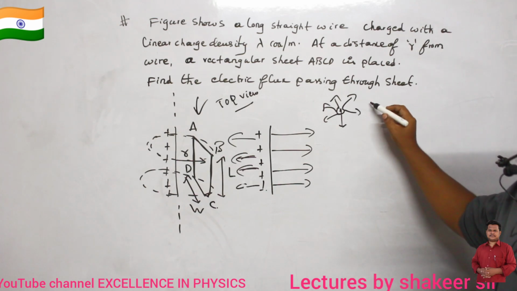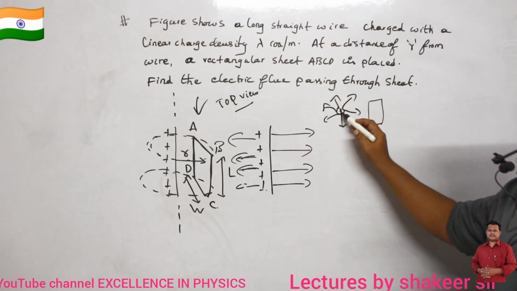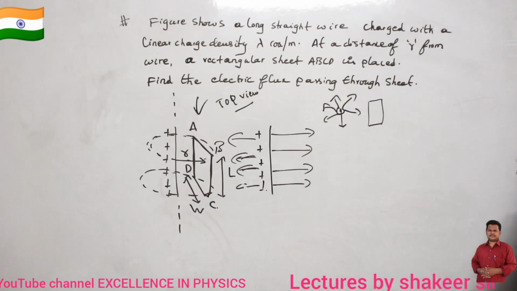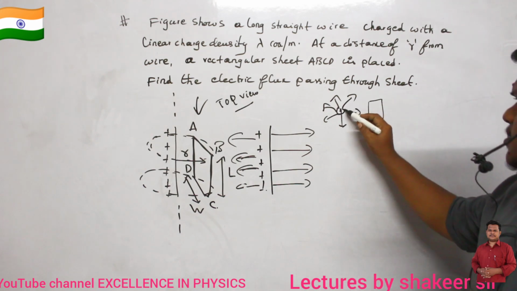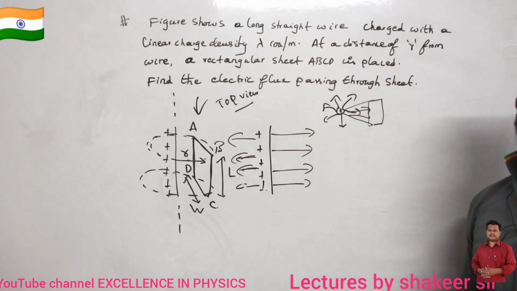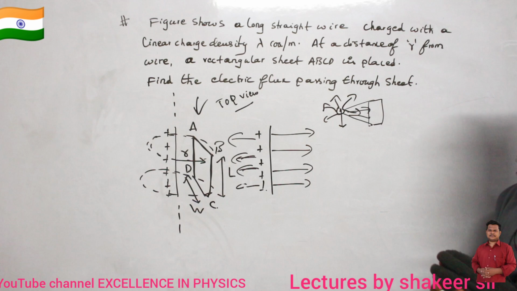Okay, ma? Now the sheet is present somewhere here. This is the sheet. So will all these electric lines pass into this sheet, or only some electric lines will pass into the sheet? Only some electric lines, only this number of electric lines will pass into the sheet. Remaining electric lines cannot pass into the sheet. Are you able to understand? Up to here it is clear now what we are doing.